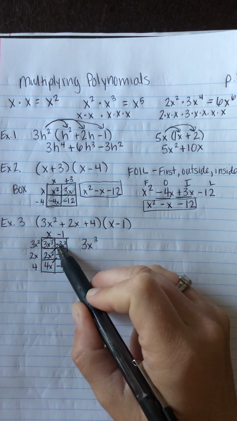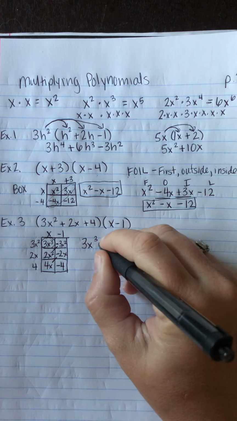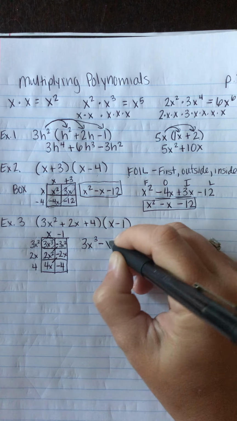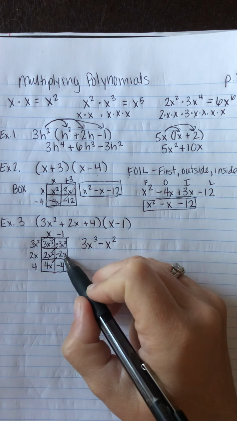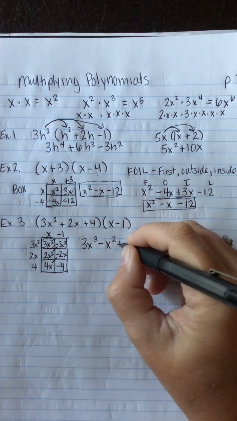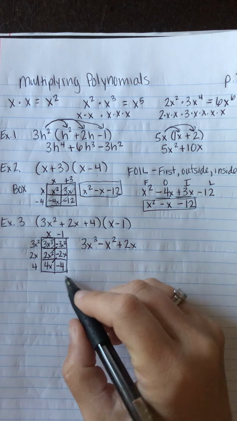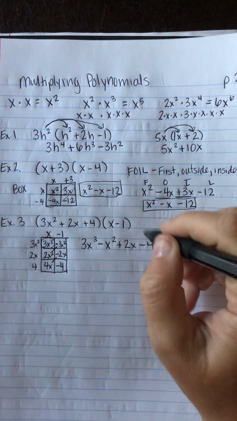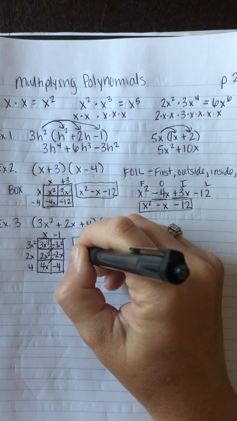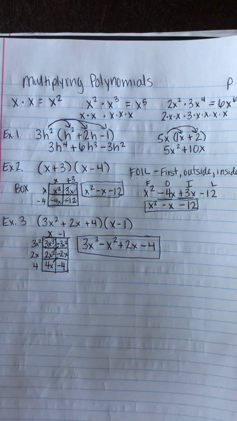So 2x squared minus 3x squared, which is going to give us a negative 1x squared, or just negative x squared. 4x minus 2x is just going to give us a plus 2x. And then we keep our negative 4 at the end. This one would be our final answer.